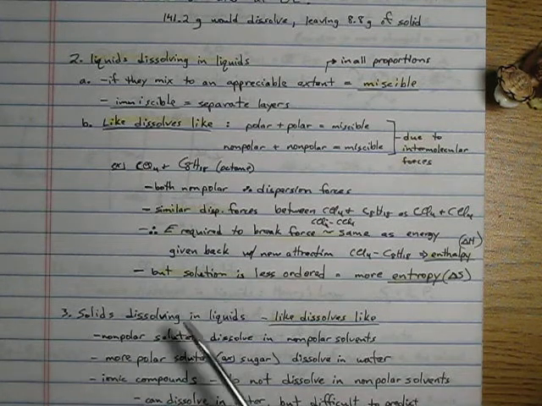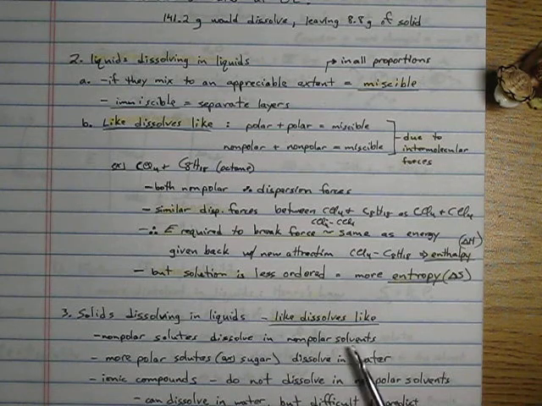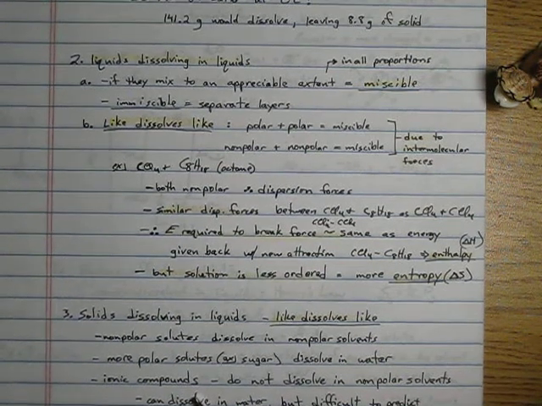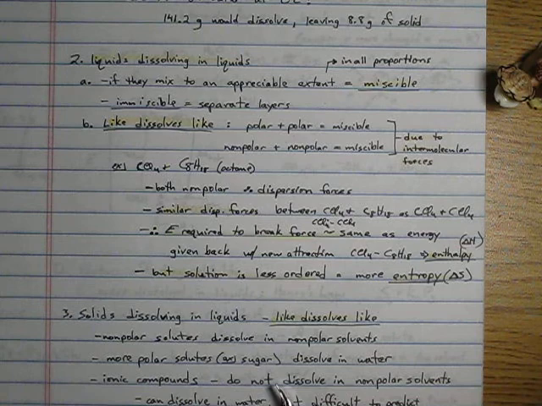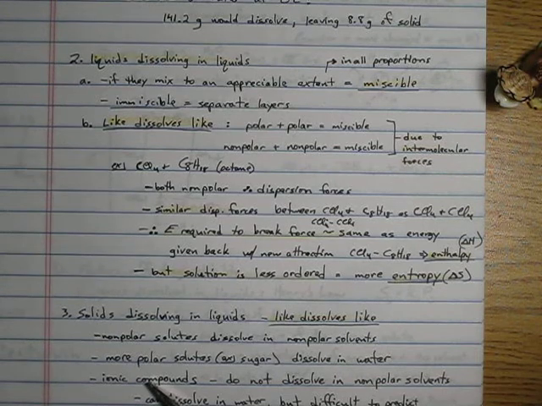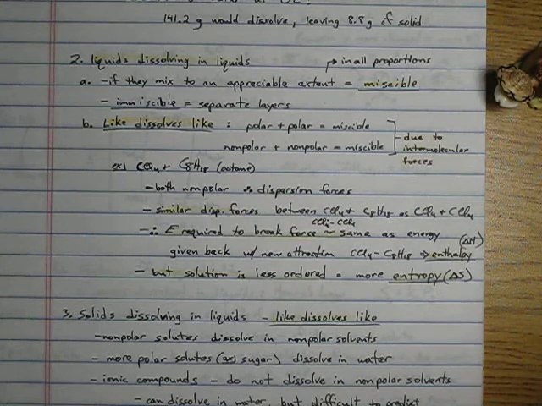If you have solids dissolving in liquids, that still follows the like dissolves like rule. Nonpolar solutes will dissolve in nonpolar solvents. More polar solids, such as sugar, will dissolve in water, a very polar molecule. Ionic compounds, well, things get interesting with ionic compounds. Ionic compounds do not dissolve in nonpolar solvents. For example, sodium chloride, the ionic compound, will not dissolve in octane, a nonpolar liquid solvent.